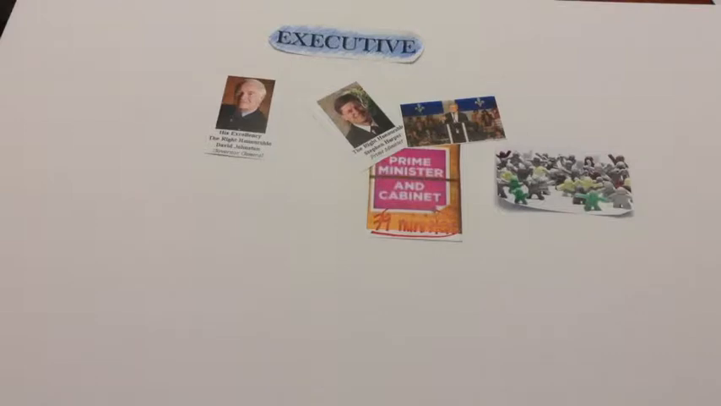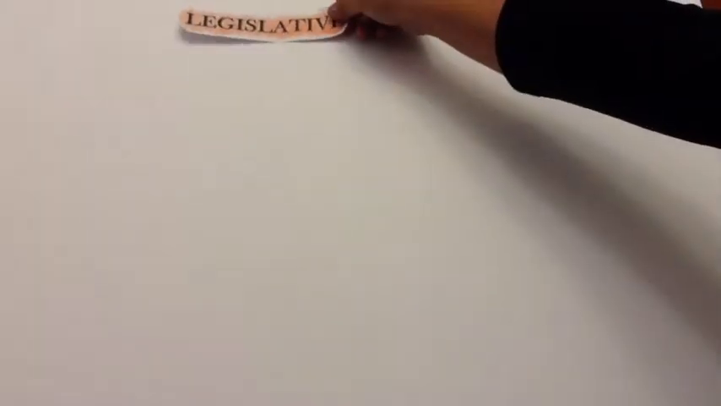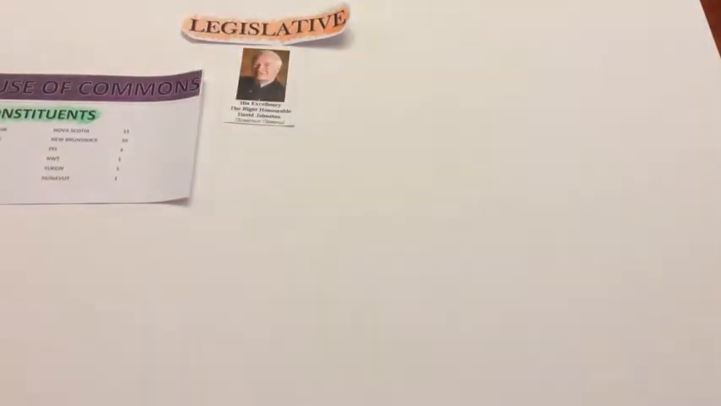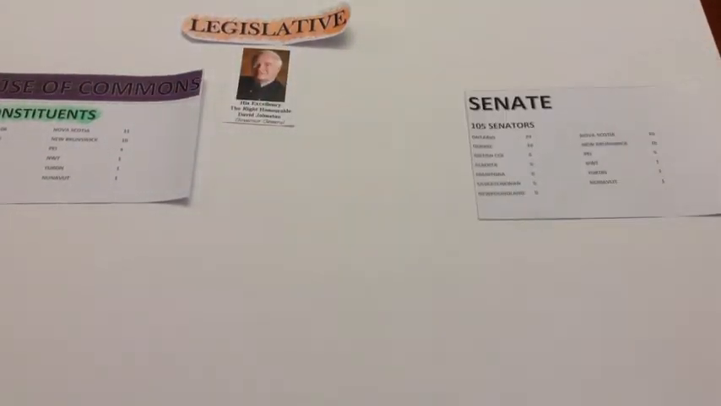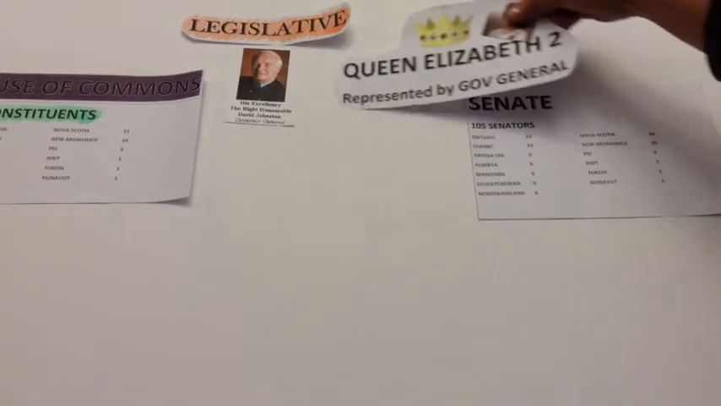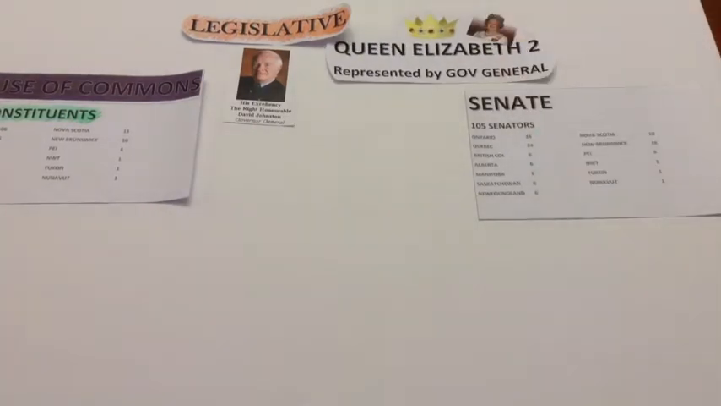The Prime Minister, together with his Cabinet, implements or puts into action the law that is approved by the legislative body. This group also runs the day-to-day business of the government. The legislative branch is composed of the Governor-General, the House of Commons, and the Senate. The Governor-General is the Queen's representative to Canada, and his royal assent is required before a bill becomes law.